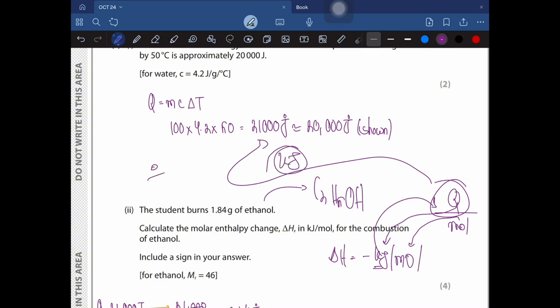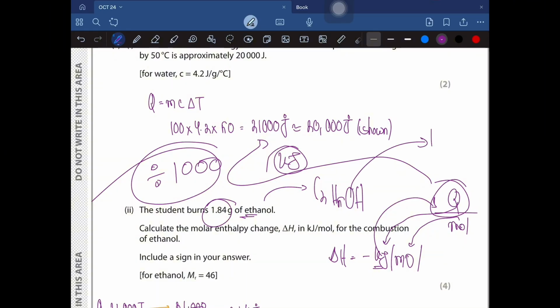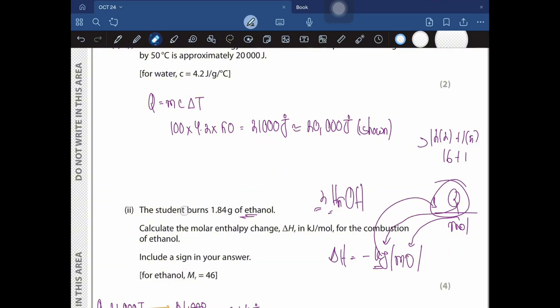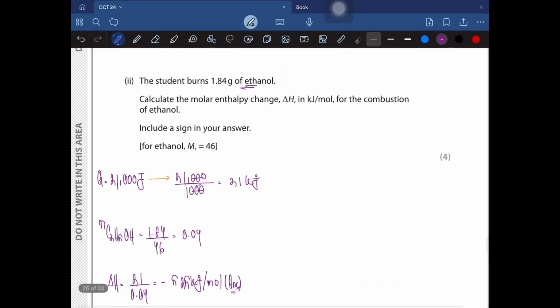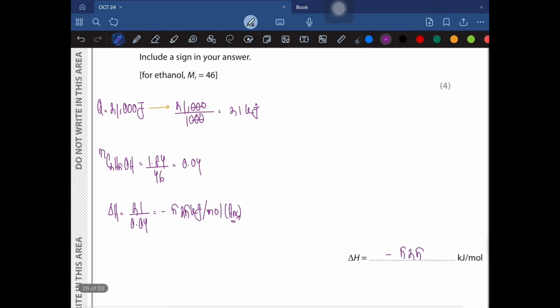You basically need to convert it into kilojoules. How do you do that? You divide these joules by 1000 to get the energy in kilojoules, and then the moles. You know the mass of this ethanol, and the molar mass should be 12 times 2 for carbon, plus 1 times 5 for hydrogen, and for oxygen it is 16 plus 1. That is how you're going to do this. And obviously do not forget to include your negative sign. I have basically done that.